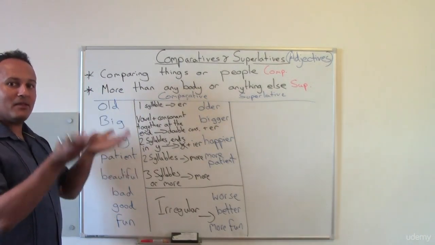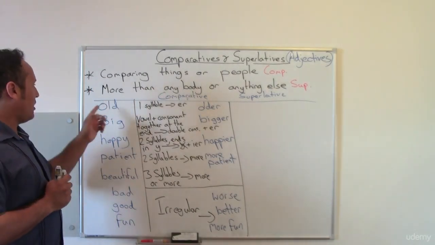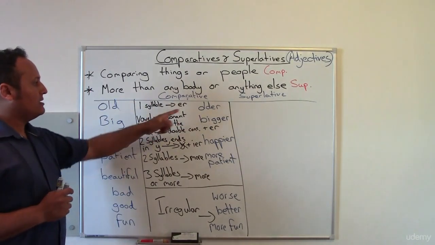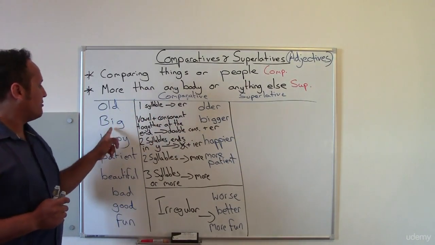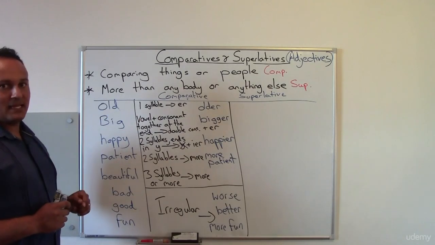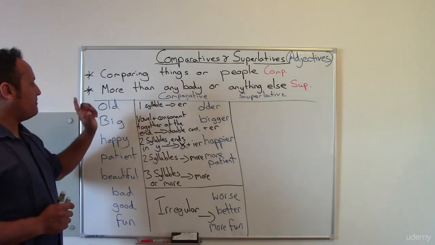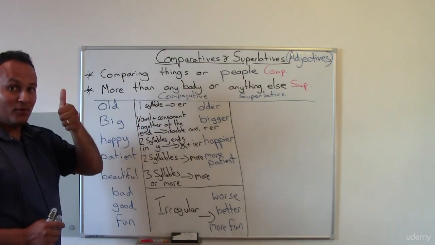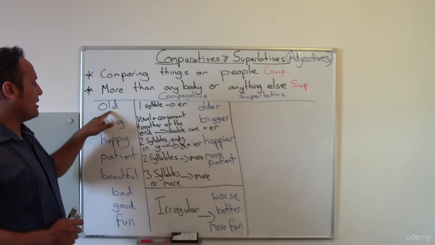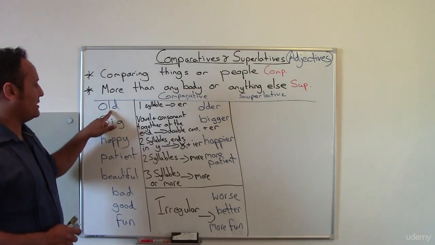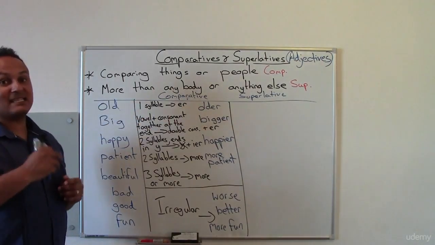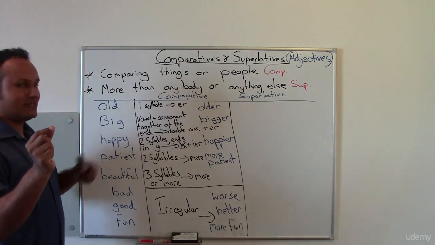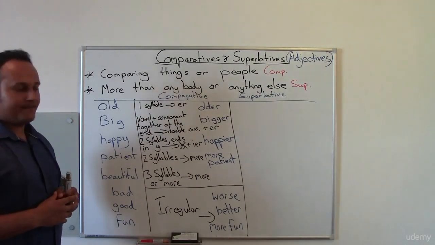Comparatives, we are comparing things or people. Old, older. Big becomes bigger. Double G because there is a vowel and a consonant together at the end. There is no double D here because, yes, it is one syllable, but there is no vowel next to it. So old becomes just add ER, older. Big, add an extra consonant at the end and ER.